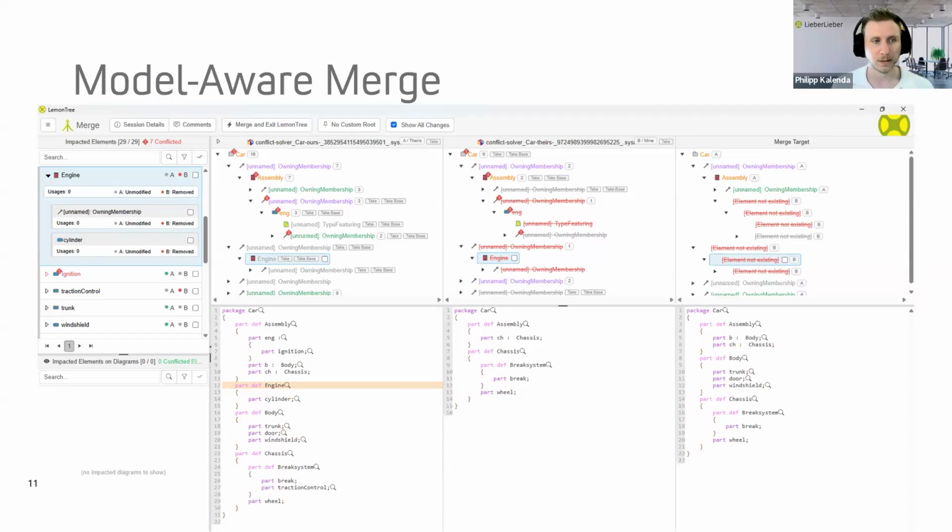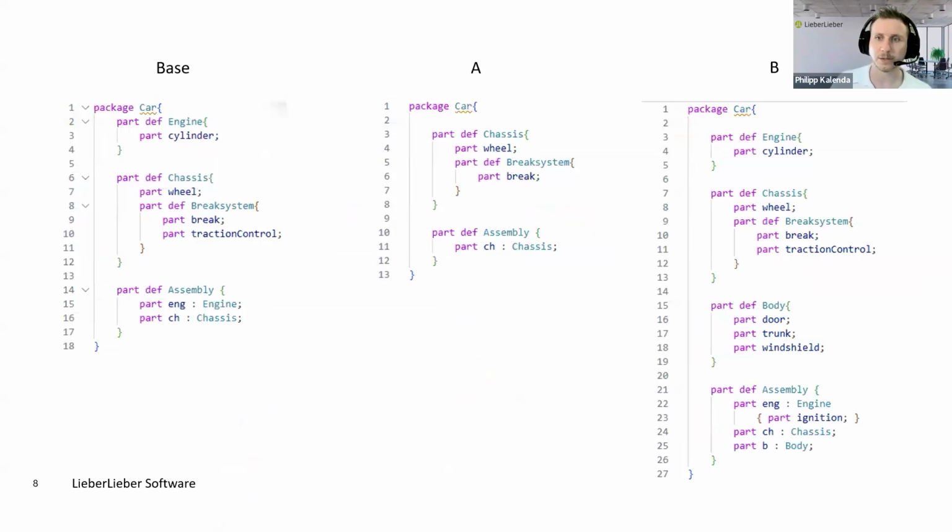One example would be, if we go back to the textual model, which I did not explain in detail: if we take a look at the base model, we have a car, and the car consists of a part definition engine with a cylinder, a chassis with wheel and brake system, and some concrete assembly where we have a part of type engine and a part of type chassis. In version A, we can now see that it was updated, so there is no engine anymore. Let's not talk about whether this makes sense, a car without an engine, but the engine was removed here.